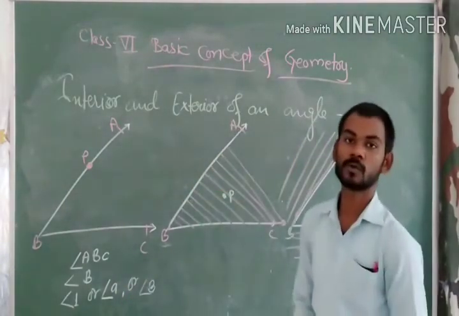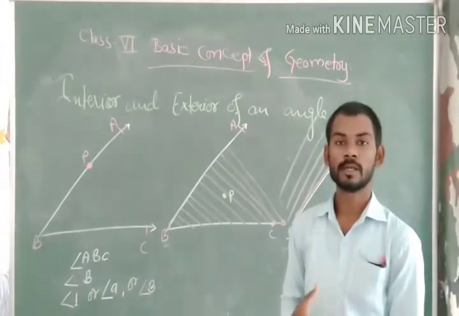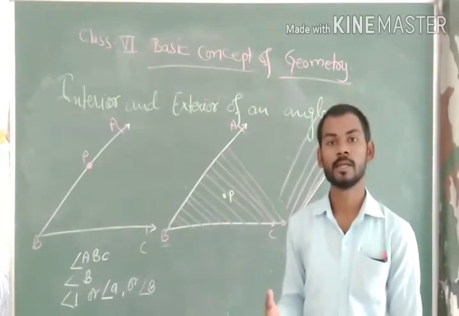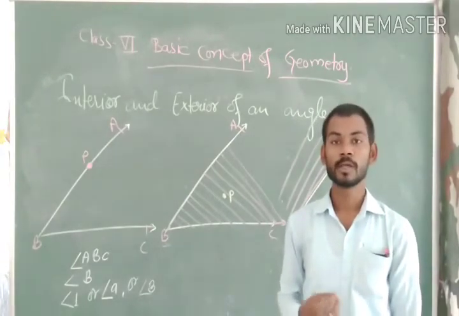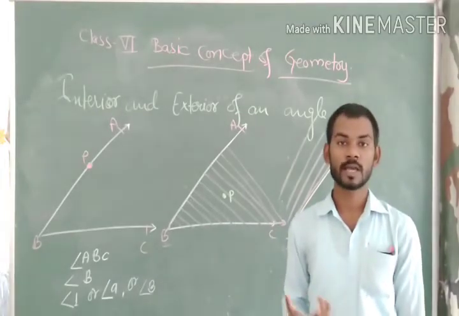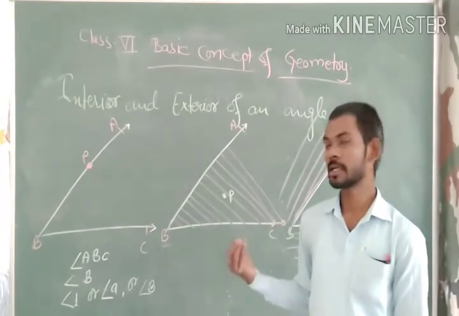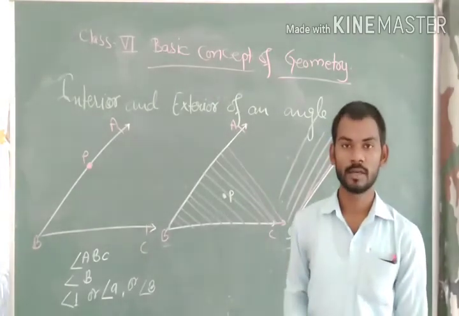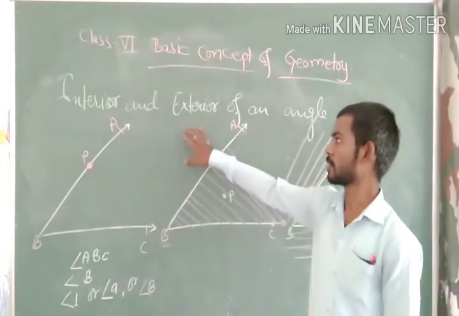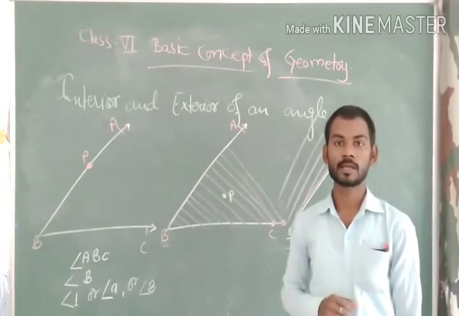And I also told you that the third type of giving the name of an angle is useful in that case when several angles are formed in an angle by concurrent lines. Here we will discuss the interior and exterior of an angle.